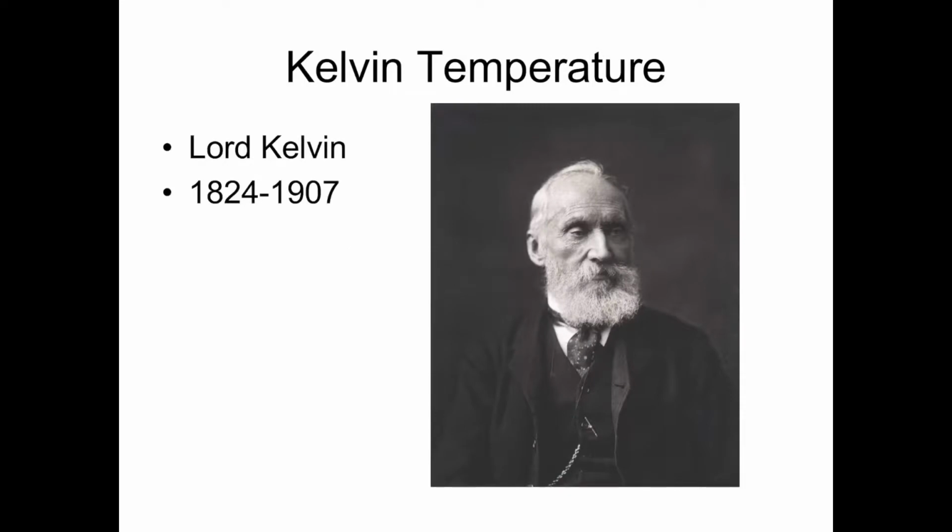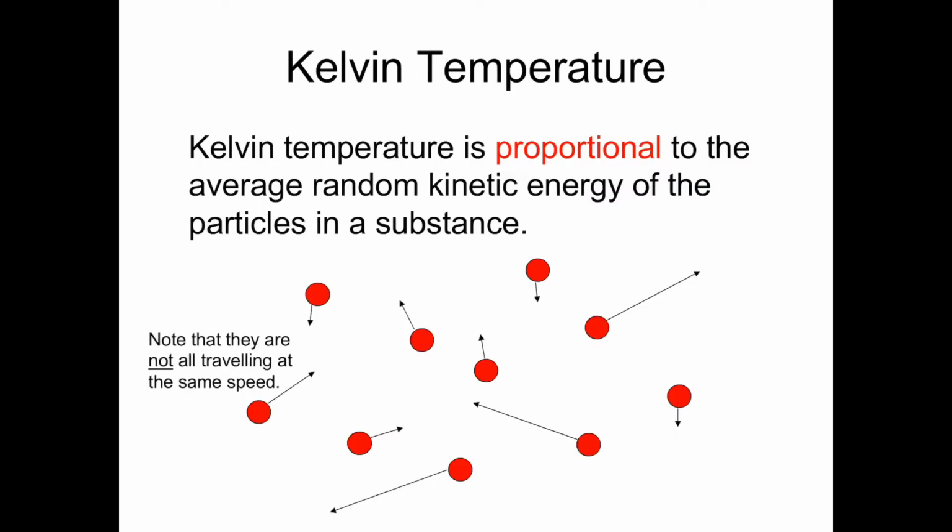But then came along Lord Kelvin, who came up with a temperature scale that is useful for one very simple reason. Kelvin is directly proportional to the average random kinetic energy of the particles in a substance. So in some ways, each Kelvin will be the same as each degree Celsius. What I mean by that is going up 1 Kelvin is the same as going up 1 degree Celsius. However, there's something very advantageous about Kelvin.